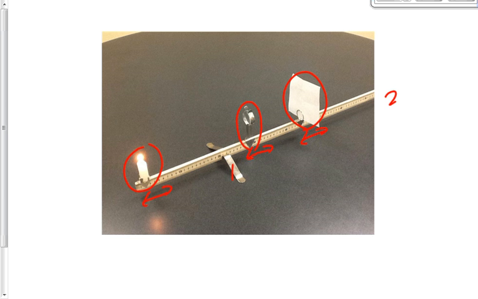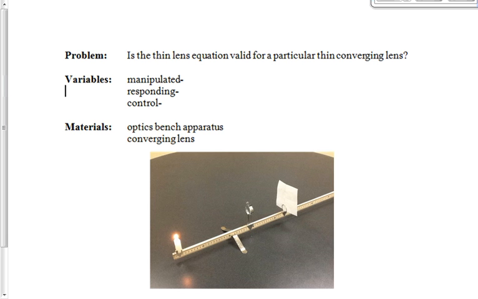So what exactly are we going to do? Let's take a look at the variables. What do you think we're going to change? What do you think that we want to manipulate in this experiment? You see the picture at the bottom here. Okay, what are we going to change here? What distance? Good, the object distance, from the object to the lens.